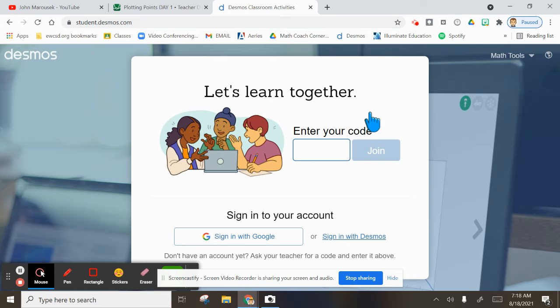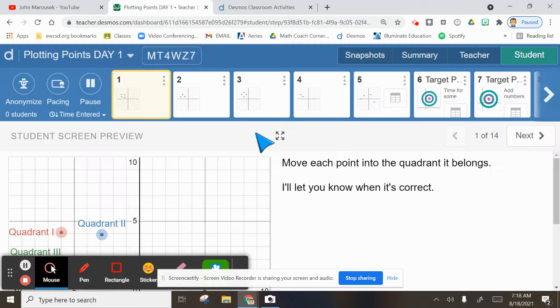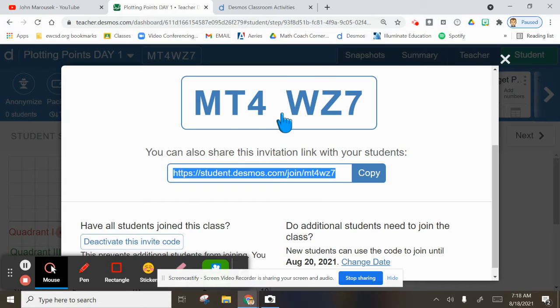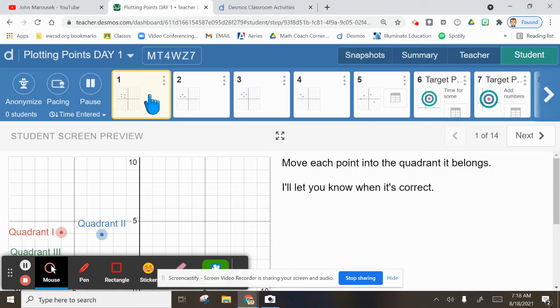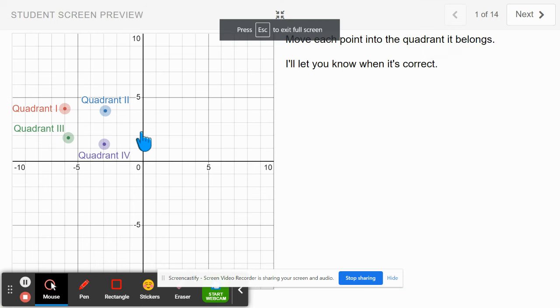And it's waiting for your code, okay? So once you have your code, it's going to be right here, okay? MT4WZ7. You've done this before. This is kind of a warm-up to make sure your brain is good to go. You can do this all on your own. Go from slide to slide. You'll know you're correct once, I'll even help you with the first one.